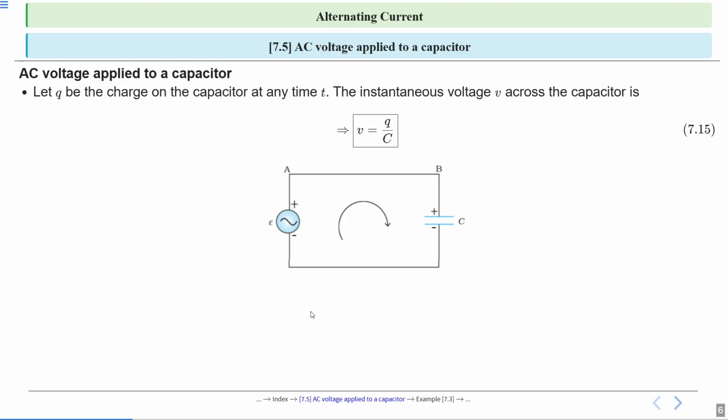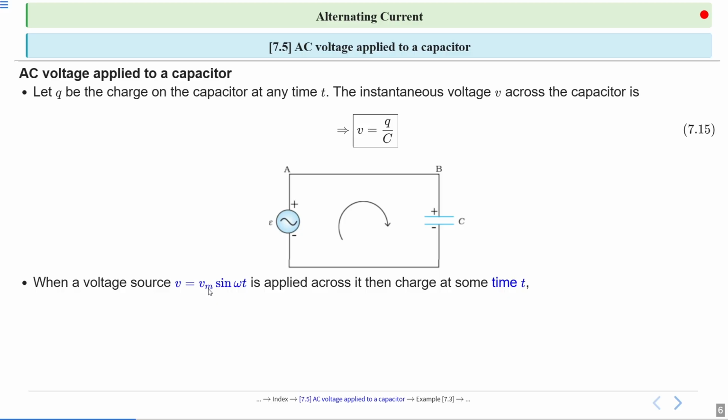Now we will see, when a voltage source V equal to Vm sin omega t is applied across it, then the charge at some instant on the plates of the capacitor is shown in the figure. So Q will be equal to CV. The charge on the plates of the capacitor is Q equal to CV. This Q is the charge on one plate, either positive or negative, and it is the magnitude of charge. We are not considering polarity.